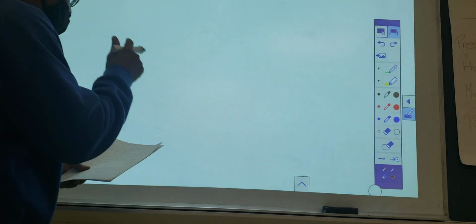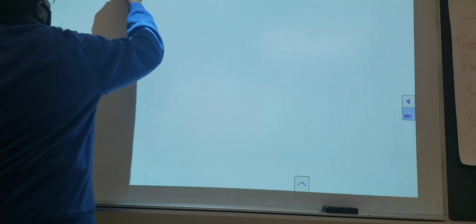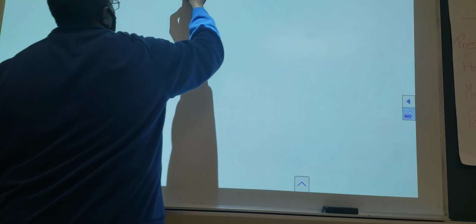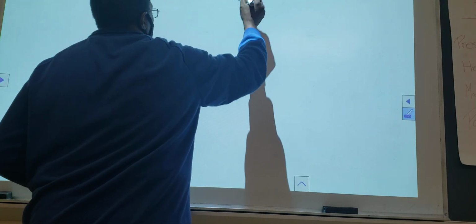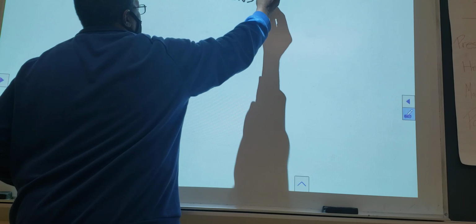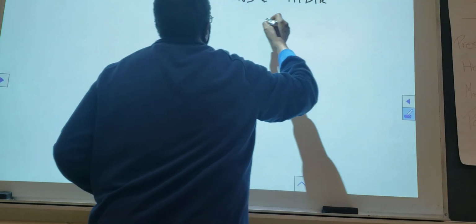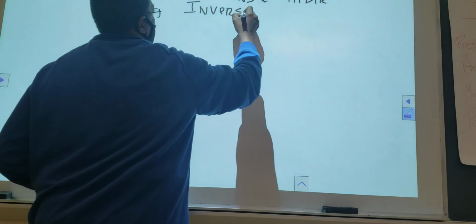All right, guys, we're still in unit 4 right now, and that's functions and their inverses. That's what we're doing now.